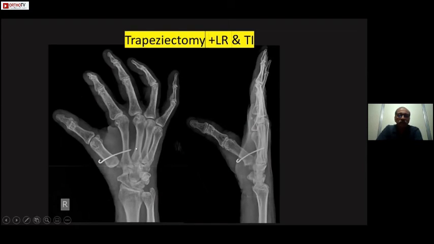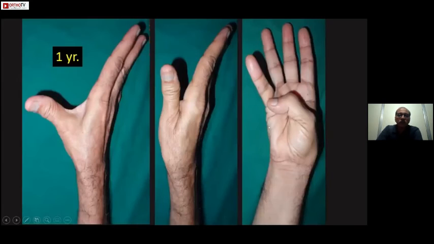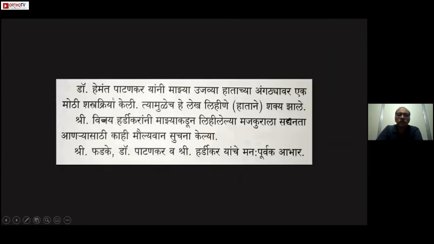You can see this K wire holding the thumb very nicely. In the post-operative phase, the gap should always be seen more, because eventually this trapezium space will collapse to a certain extent. And that's at 1 year, a nicely maintained joint. He's absolutely pain-free, and that's the function at 1 year. And that is what he has written in the introduction of the book, that I have helped him to write the new book.